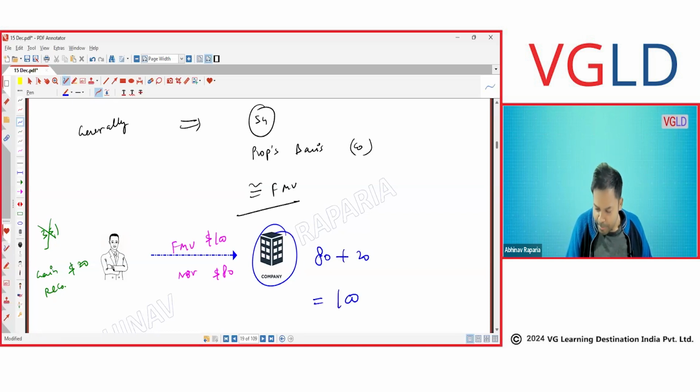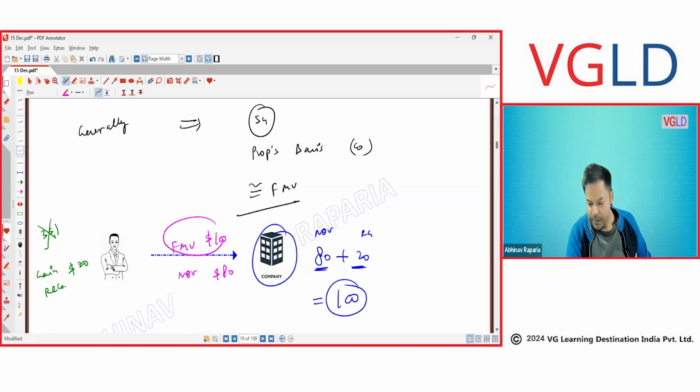I have to add the recognized gain also, no? So this is net book value plus the recognized gain. That's why it is 100. So see, it's approximately fair market value. I'm just saying it because sometimes the statement is given that the company's property basis is approximately the fair market value. Then maybe it's a correct statement. Is the point clear, everyone?